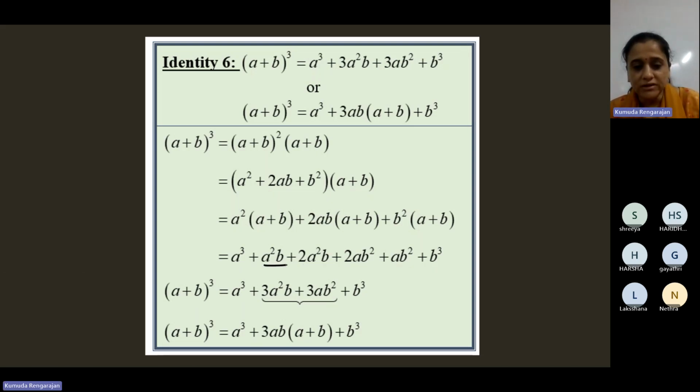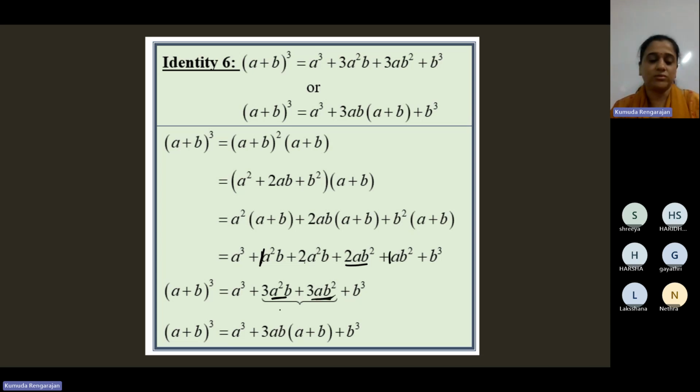Okay. Now let's look out for like terms, if any. A squared b, like terms. Ab squared, like terms. So you can simplify these. 1a square b, 2a square b, so 3a square b. Correct? And 2ab square, 1ab square, 2 plus 1, 3ab square.